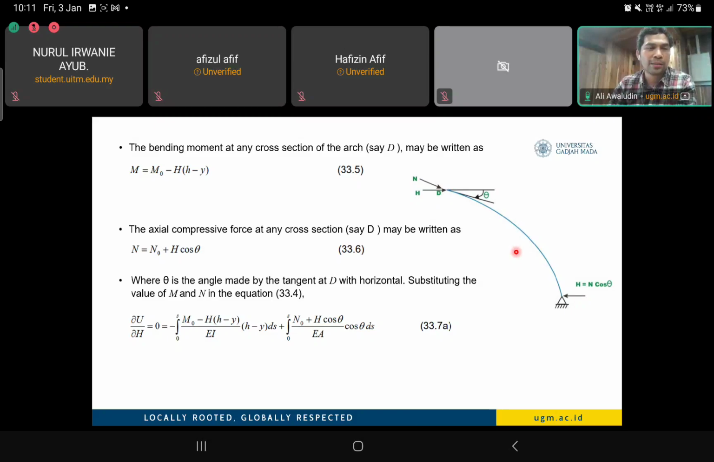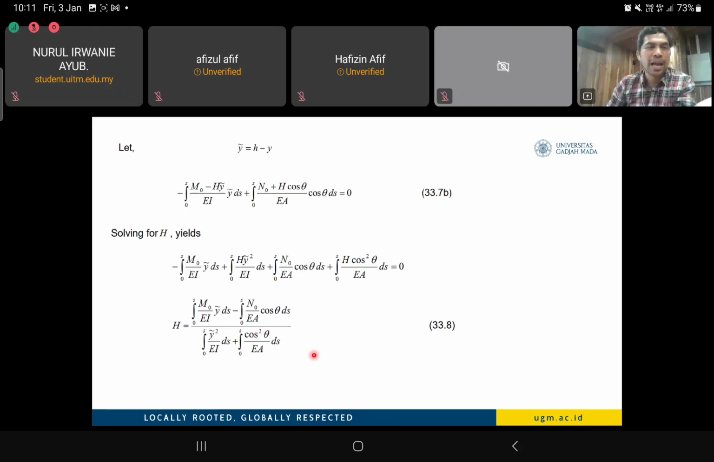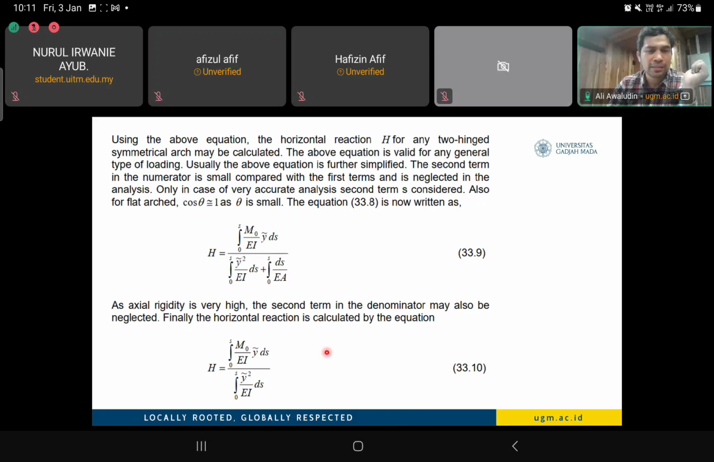So this is the formulation for the bending moment M and H at any point. M0 is the simple beam moment. N0 is the normal force from the simple structure, which is hinge and roller support. So we have this one. Put it in the calculation, do some small derivation by hand, and finally we can come to this one.